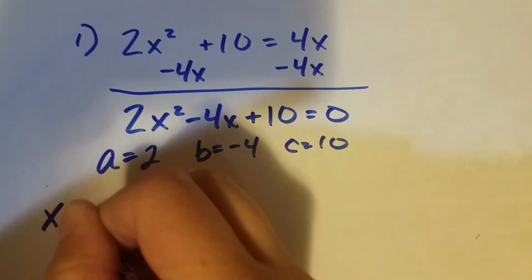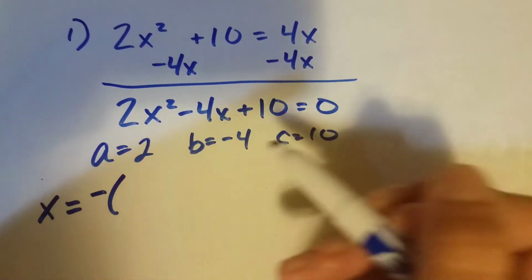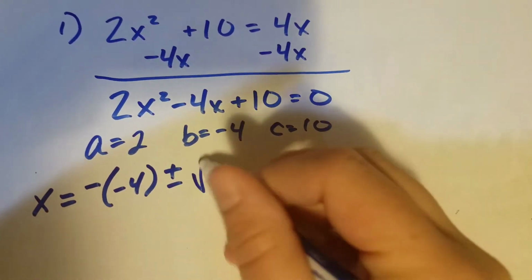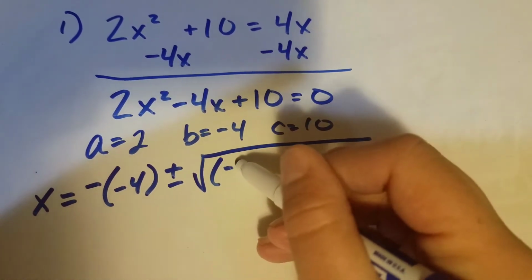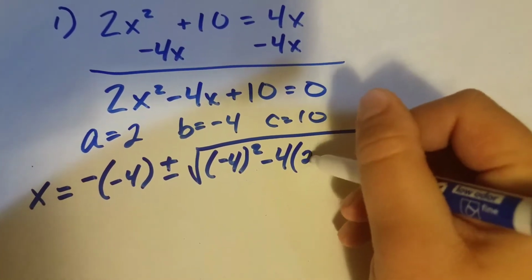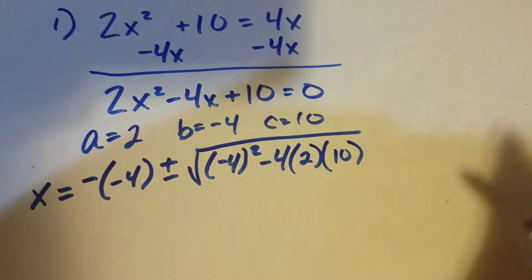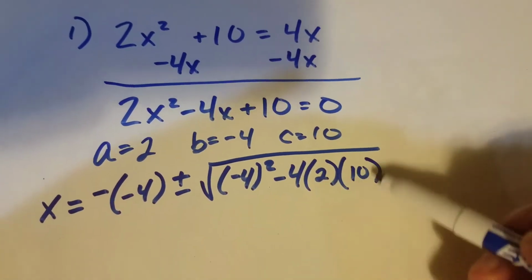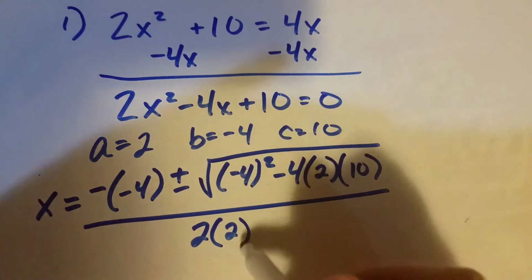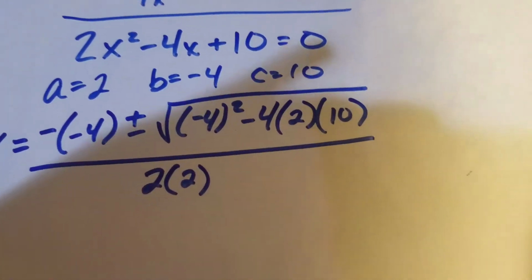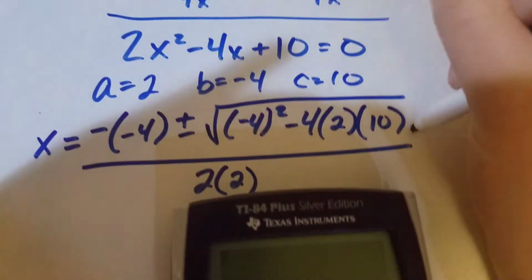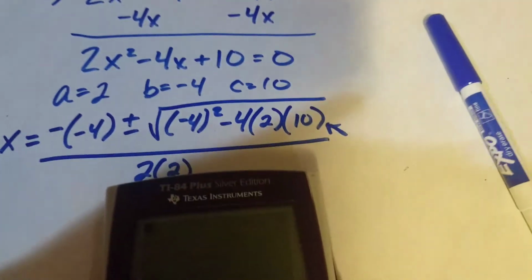So again, it's x equals negative of b, so negative of negative 4, plus or minus the square root of our b value, which is negative 4 squared, minus 4 times 2 times our 10, because 2 is a and 10 is c, all over 2 times a, which is 2. Okay, from there, I suggest getting your calculator and typing in what's underneath the square root.